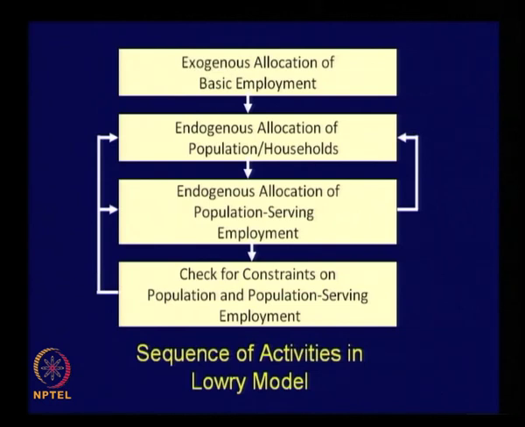And then finally, check for constraints on population with the understanding of the maximum limiting value, and population serving employment with the understanding of the minimum required value. Check both these aspects. So, that is what is being done in Lowry's model, and of course, we go back whenever required from this step to another step, depending upon the need. If while checking there are any problems, you have to go back and forth and see that there is a balance or the constraints are satisfied. Clear?